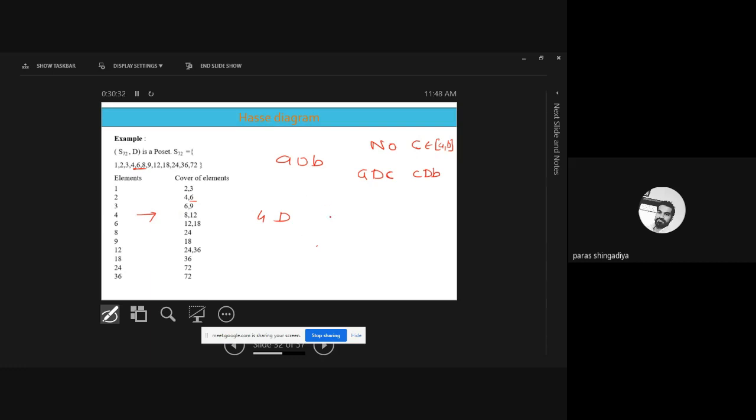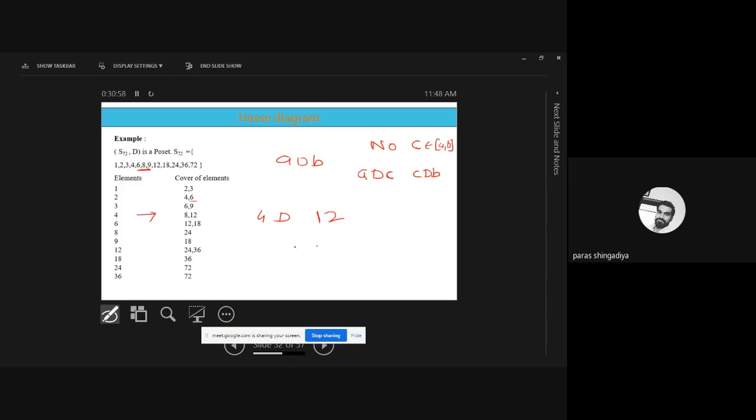And after 8, 9 is next. So 4 divides 9 is incorrect. So 9 is not the answer. Okay. And then 12 is next. So 4 divides 12, that is correct. And in between 4 and 12, you have the numbers 6, 8 and 9. So if you take 6 as a counter example of C, 4 divides 6 does not match, okay, that is not true. Therefore 6 is not a counter example of C.